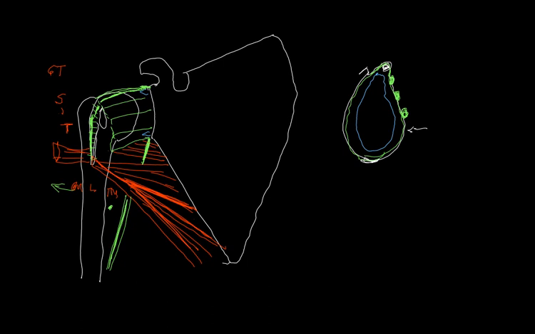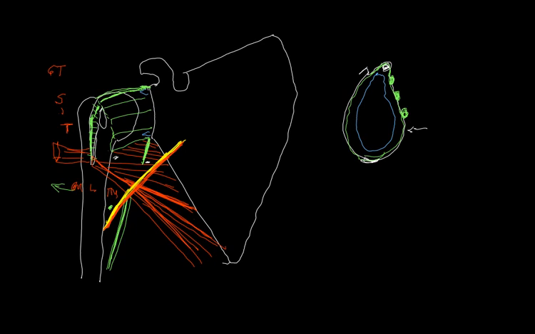This gives passage to the radial nerve and the profunda brachii artery, which just lies parallel to the nerve. Then you have the medial triangular space, which is here, which passes nothing, and you have a quadrangular space.